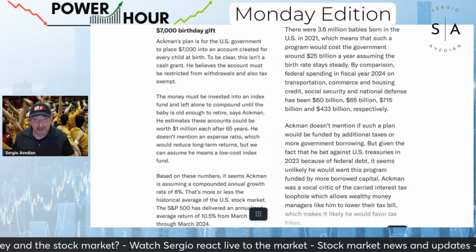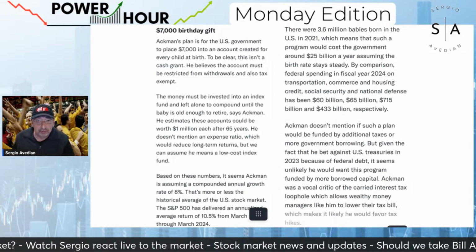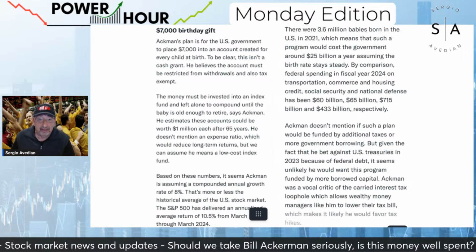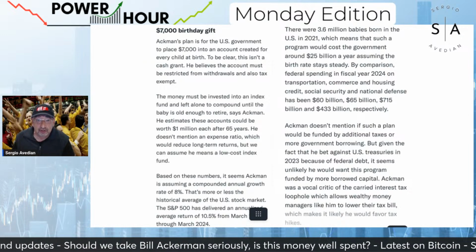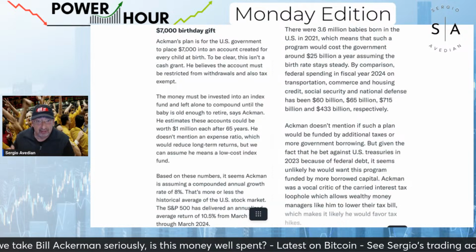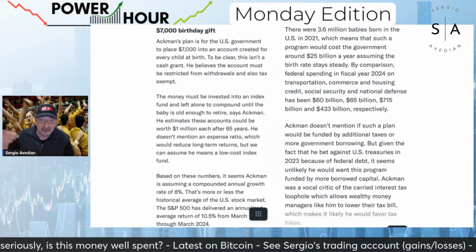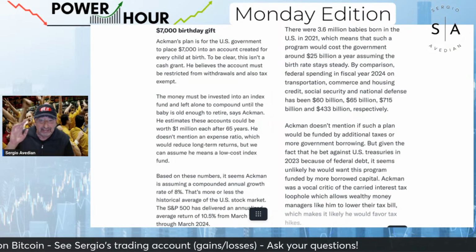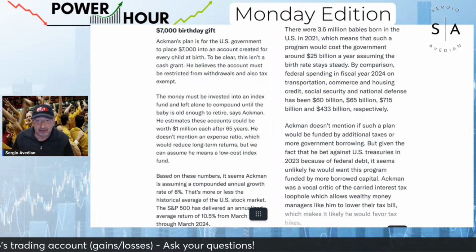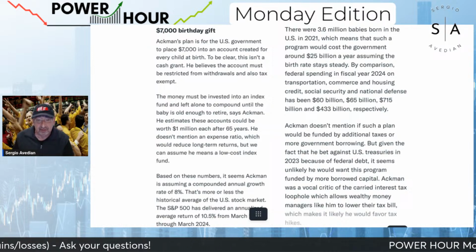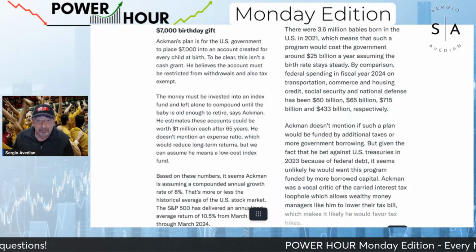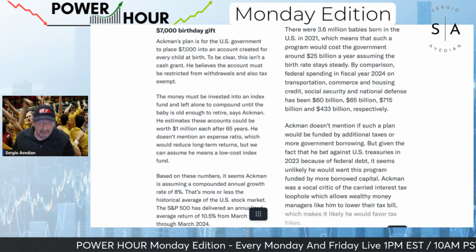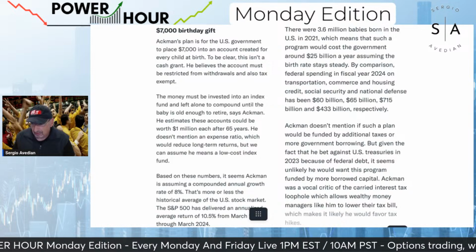I'm all in, okay? $25 billion a year, assuming the birth rate stays steady. And it has stayed steady in the US. By comparison, federal spending in fiscal year 2024 on transportation, commerce, and housing credit, Social Security, and national defense has been 60 billion, 65 billion, 715 billion, and 433 billion. Don't you think our children deserve this? I think this is brilliant. Okay? And then I am on board. You guys are on board?